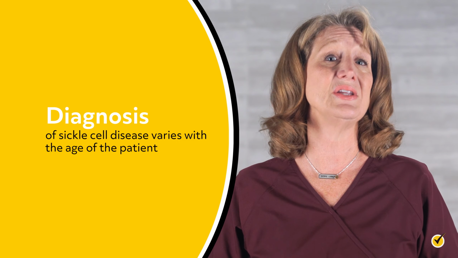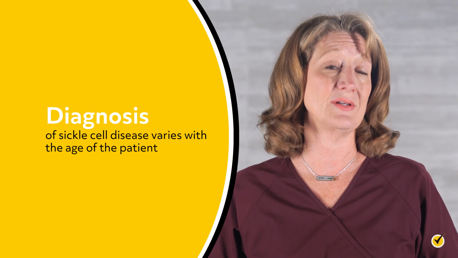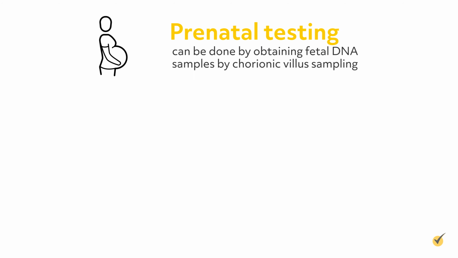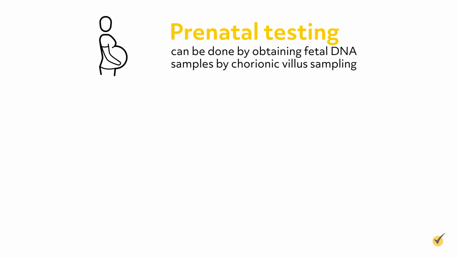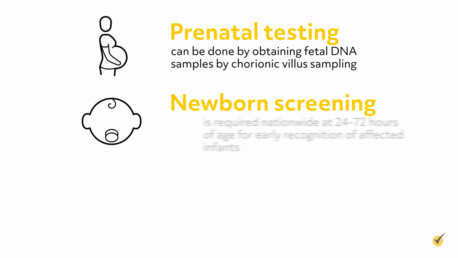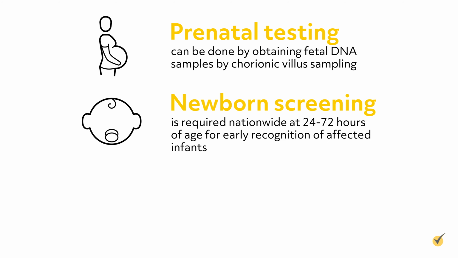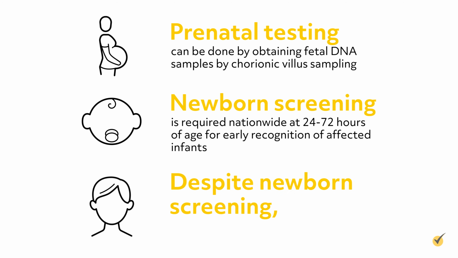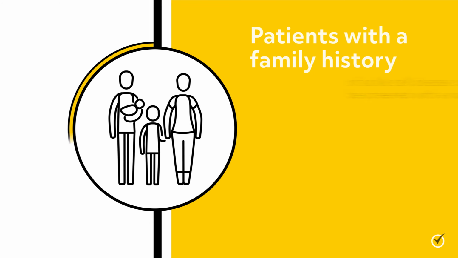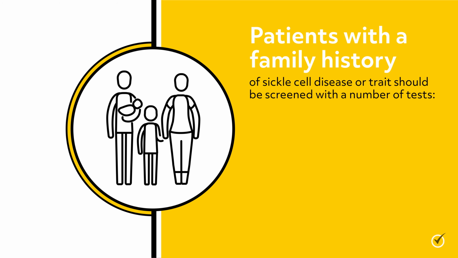Diagnosis of sickle cell disease varies with the age of the patient. Prenatal testing can be done by obtaining fetal DNA samples by chorionic villus sampling. Newborn screening is required nationwide at 24 to 72 hours of age for early recognition of affected infants. Despite newborn screening, many patients with SCD may still be undiagnosed. Patients with a family history of sickle cell disease or trait should be screened with a number of tests.